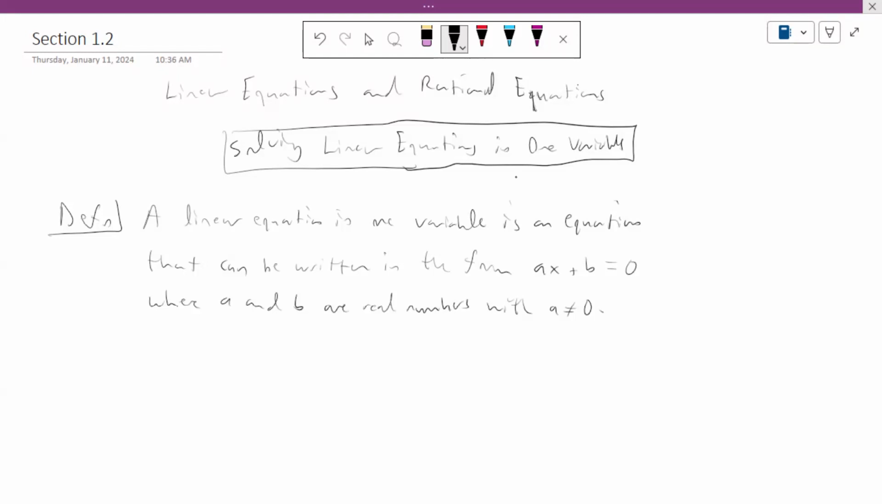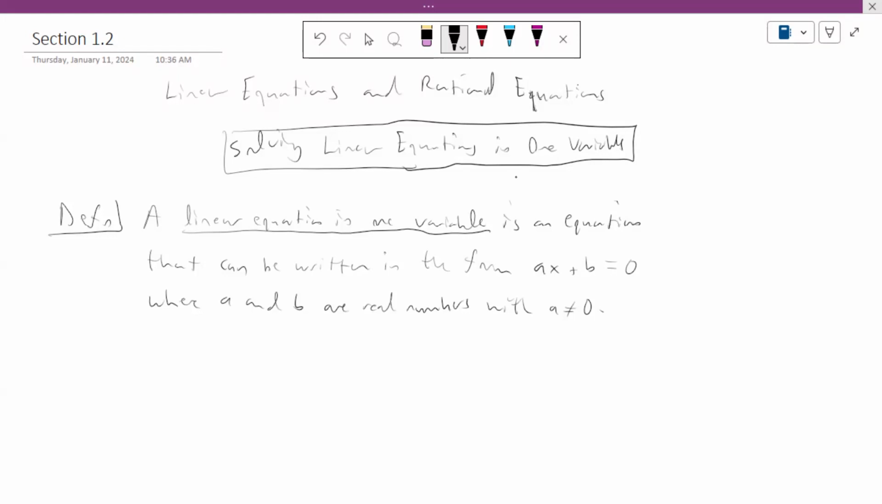So that's what a linear equation in one variable is. There exist linear equations in 2 variables and 3 variables and infinitely many variables. It's still a linear equation. So this is a linear equation in a single variable x.